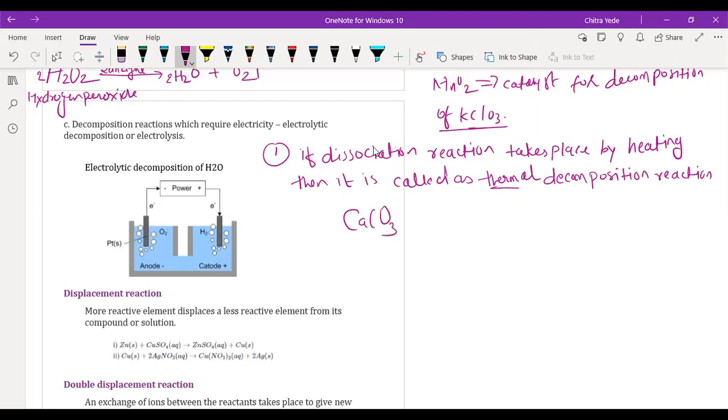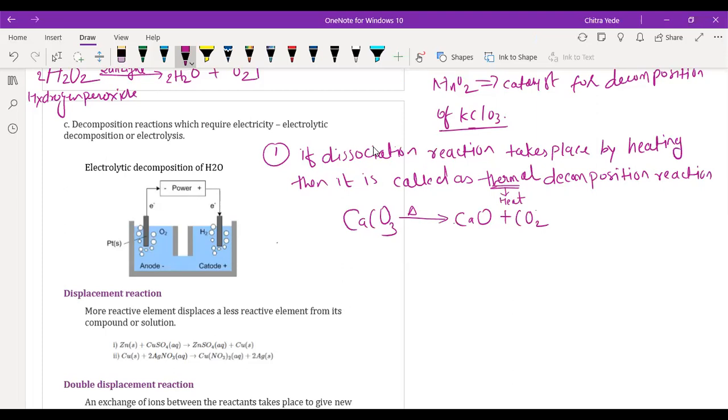It is calcium carbonate. When we heat that calcium carbonate, it will break down into calcium oxide, and carbon dioxide gas is formed. So this dissociation reaction takes place by heating. That's why it is called thermal decomposition. Therm means heat, so it is a thermal decomposition reaction. Understood?